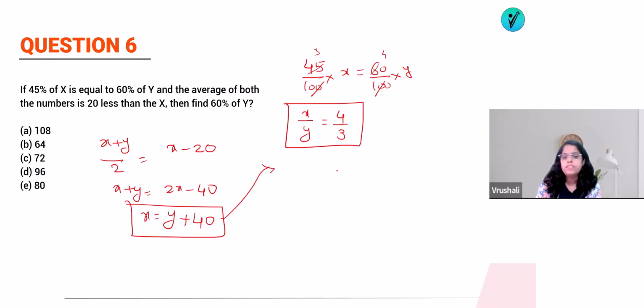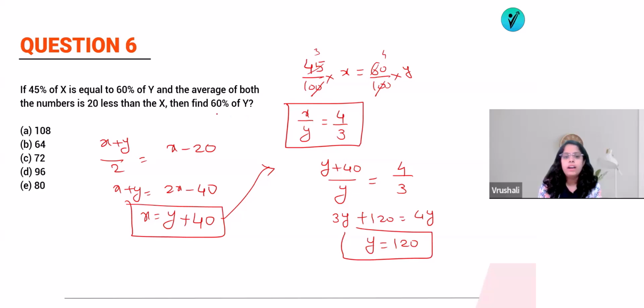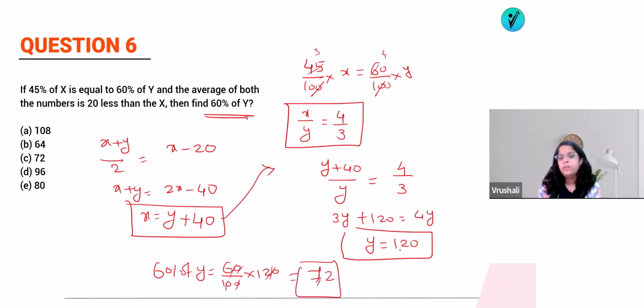So if I substitute this equation here, X is equal to Y plus 40 divided by Y is equal to 4 by 3. So you can do the cross multiplication. 3Y plus 120 is equal to 4Y. That means Y is equal to 120. And what have they asked you here? 60% of Y. So 60% of Y means 60% of 120. How much will it be? Double zero cancel. 12 6s are 72. So the answer is option number C.